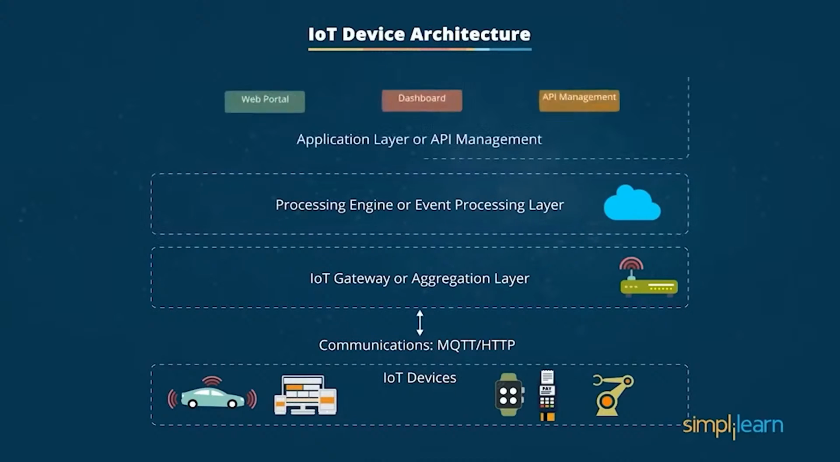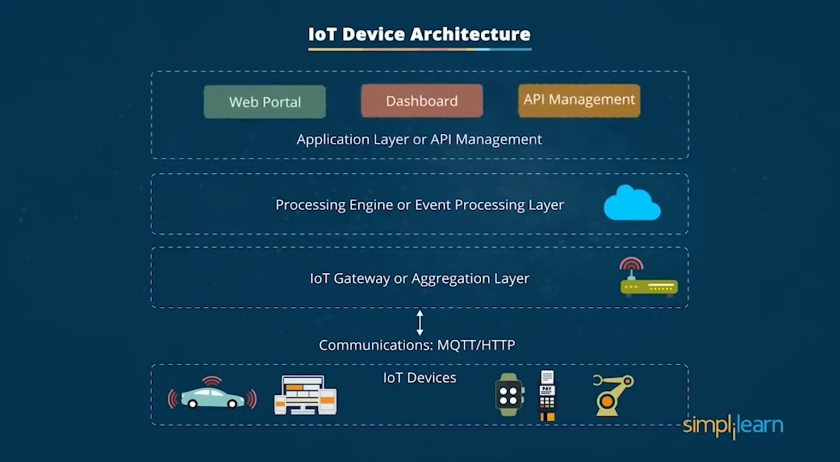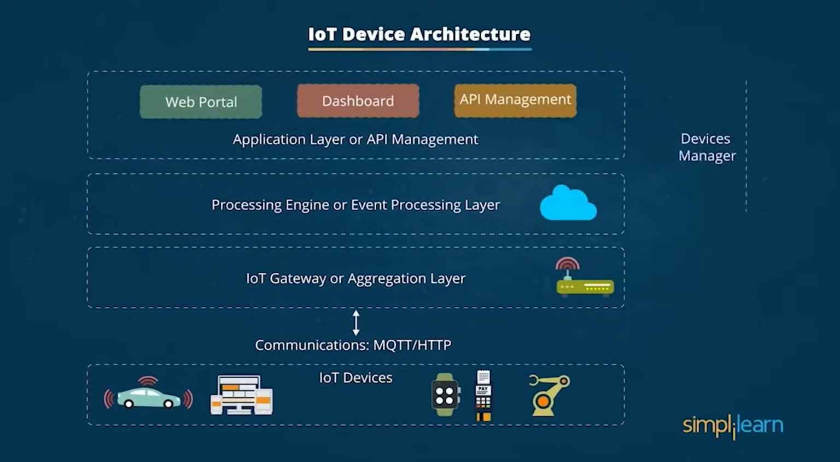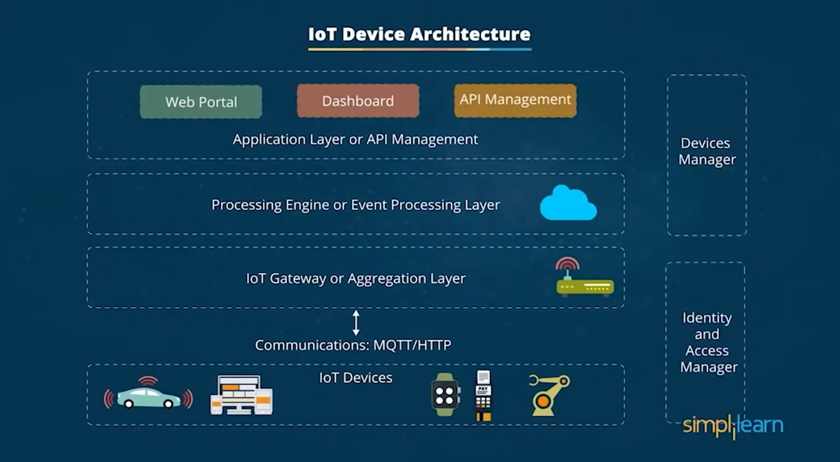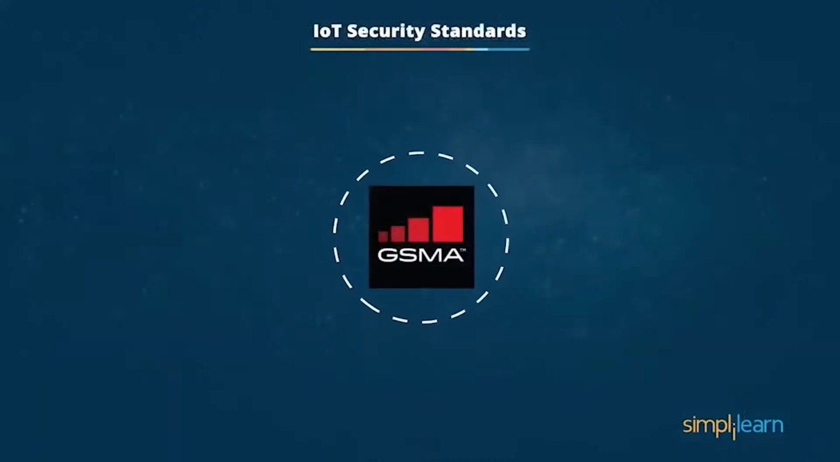The last layer is called the application layer, or API management layer. It acts as an interface between third-party application and infrastructure. The entire landscape is supported by device managers and identity and access managers, which are useful for security of the architecture. Many individuals and organizations have contributed to create and set this standard.